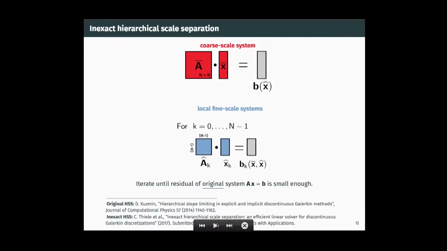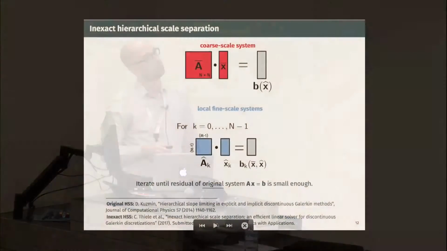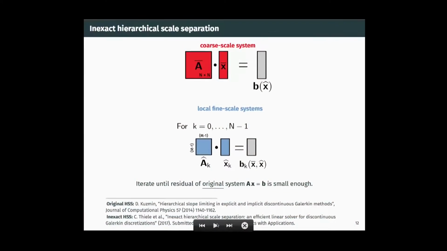First of all, we only approximate the coarse scale solution x bar up here. And then we perform this fine scale solve down here multiple times in each HSS cycle. So what we do is we start again with an initial guess. We compute the right-hand side. Then we only approximate x bar here, compute the right-hand side here, solve for x hat, and immediately plug it back into the right-hand side, solve for x hat again, and iterate over this several times before we get back to the coarse scale. So we have two parameters to choose here.